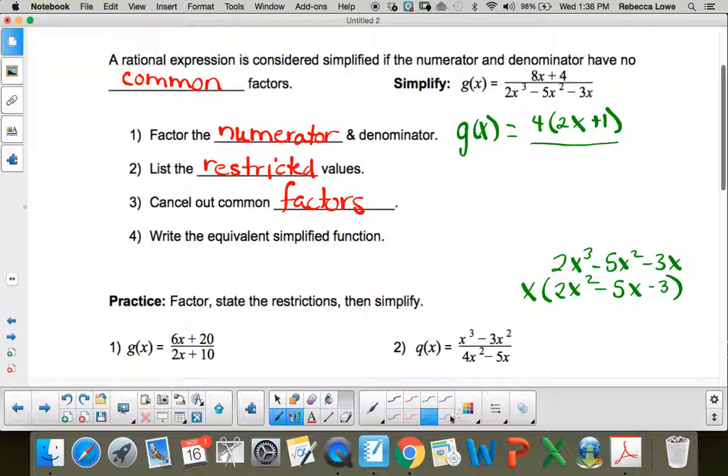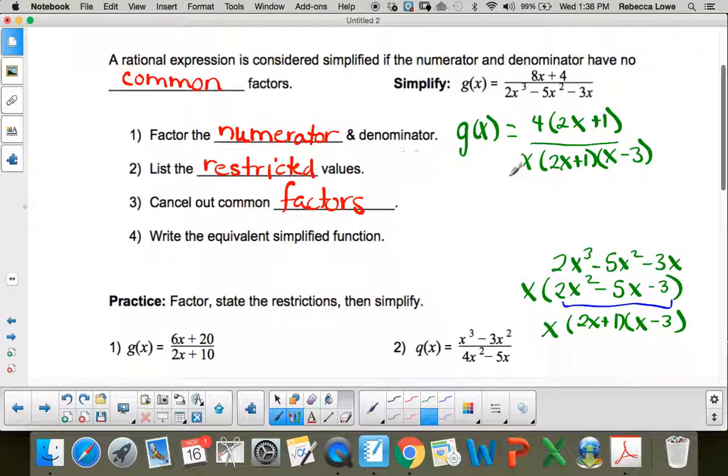Now I'm going to factor this trinomial using the x method. And we've gone through that so many times that I hope you have it down, so I'm just going to tell you what the final factorization is. It's 2x plus 1, and then x minus 3. So the denominator factors to x, 2x plus 1, and then x minus 3. The denominator has 3 factors.